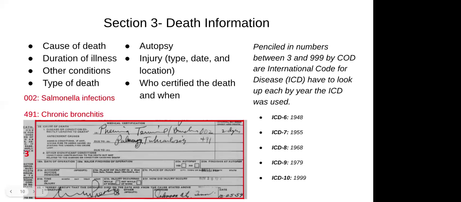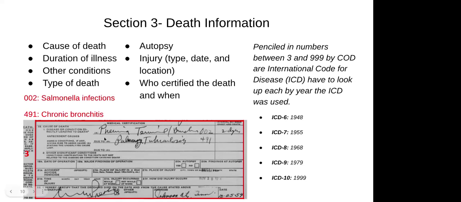The third section of a death certificate is the information about the actual death. This can be important if you are looking at, is there a family history of diseases or illnesses? Is there a family history of diabetes, cancers, dementia, asthma, those types of things, and they'll show up here.